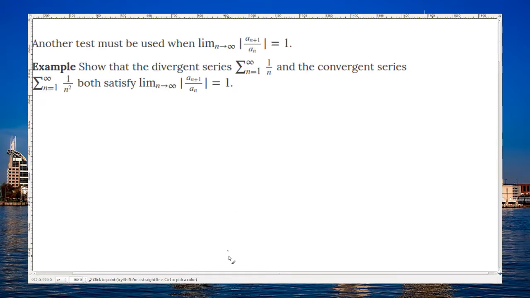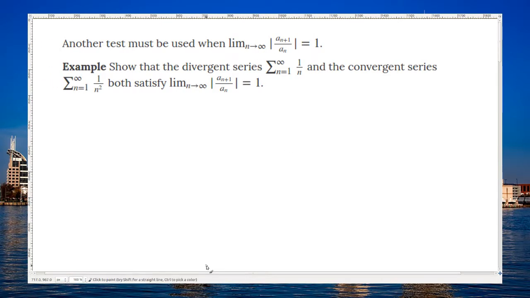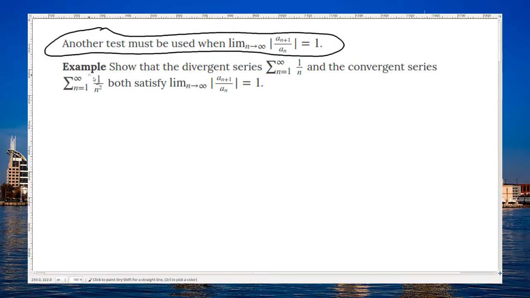last up, I want to point out this little note here. Another test must be used if the limit you get is 1. Remember that in the statement of the ratio test, I said that it converges if it's less than 1, and it diverges if it's greater than 1. But if the limit is equal to 1, then things may or may not be getting smaller, but they aren't getting smaller fast enough to tell whether it converges or diverges.